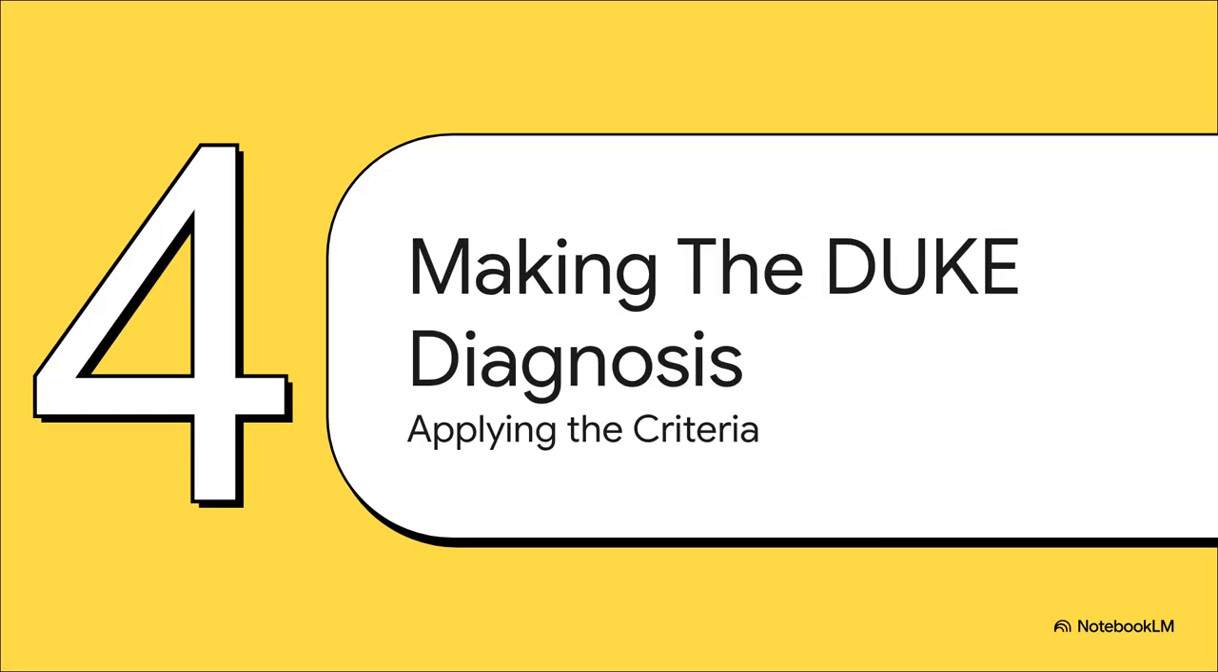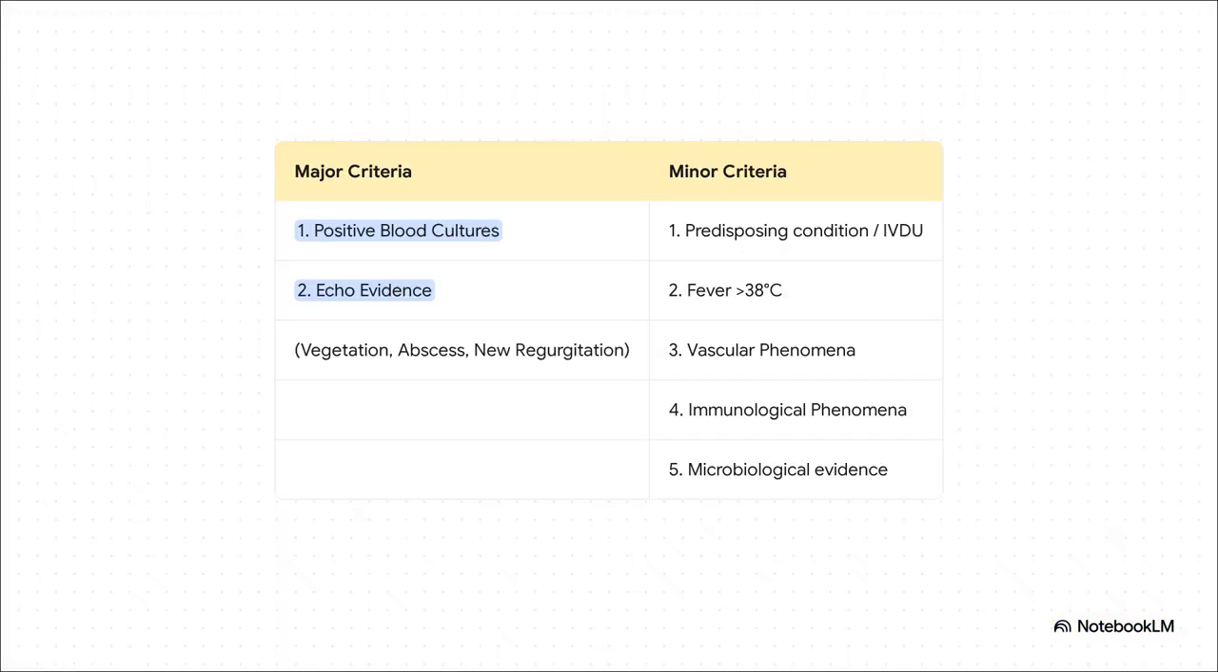All right, so your spidey senses are tingling. You have a strong suspicion for IE. How do you actually formalize that? Well, you don't just guess. You use the modified Duke criteria. This is the diagnostic standard. Think of it like building a case in court. You've got your major criteria. These are the slam dunks.